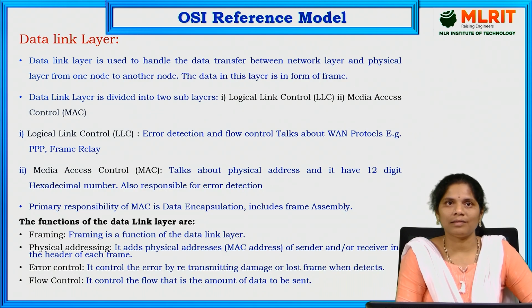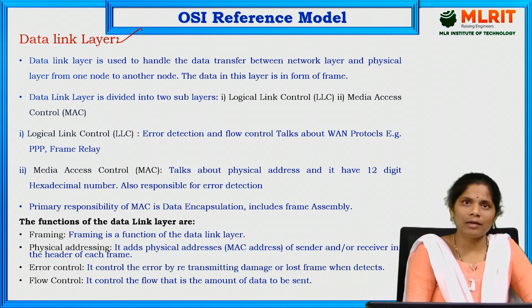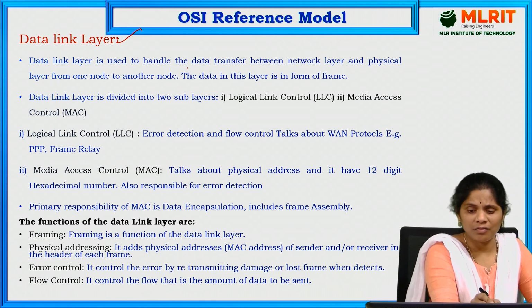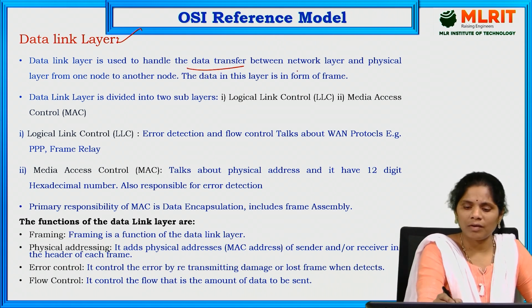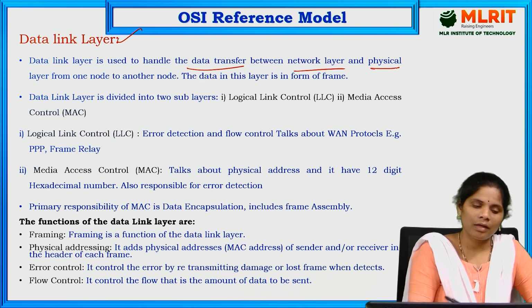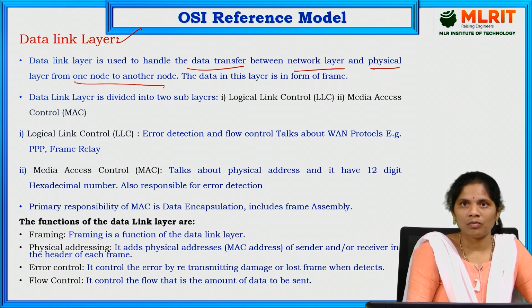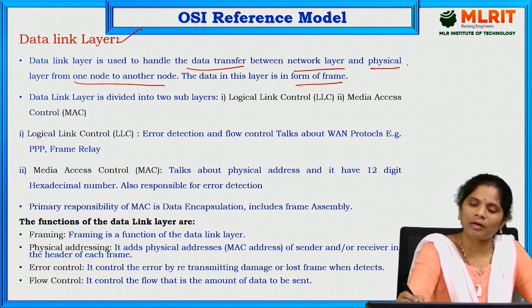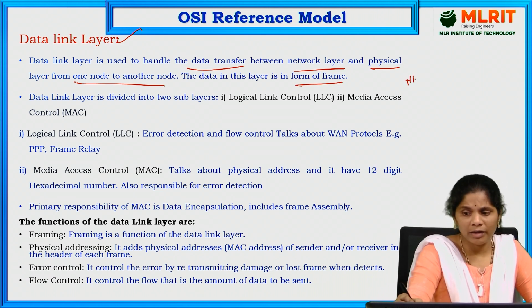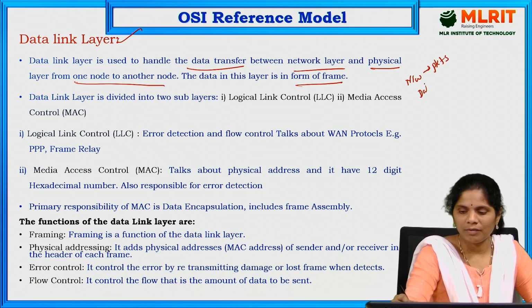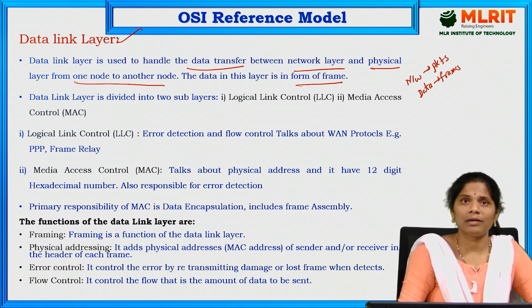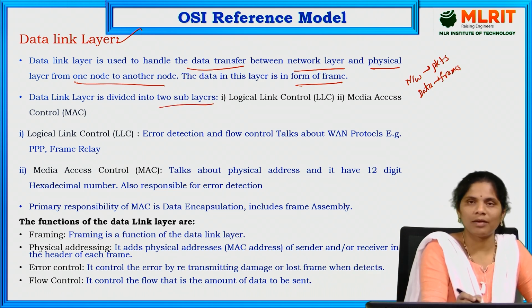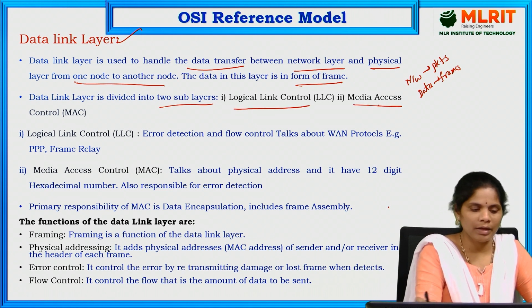And next one is the data link layer. What is the data link layer here? It is mainly for transferring data between the network layer and the physical layer, from one node to another node. Data is transferred in the form of frames. I already told you that in the network layer, data is transferred in the form of packets. The data link layer mainly provides two sublayers: logical link control and media access control.